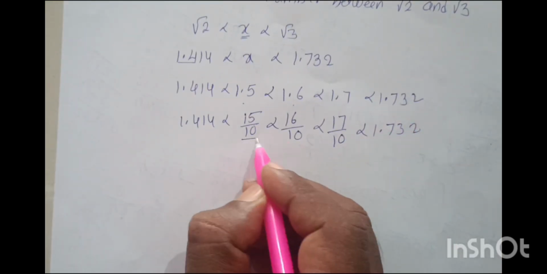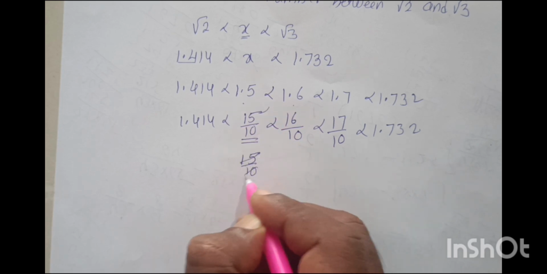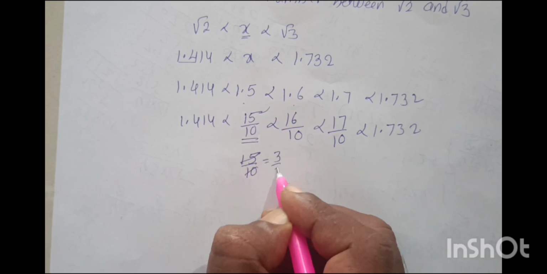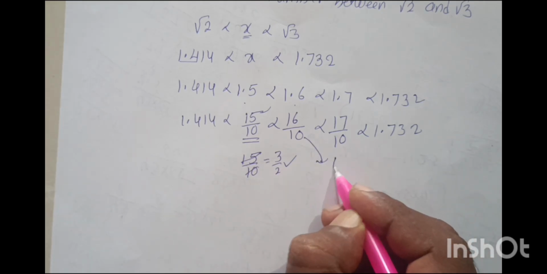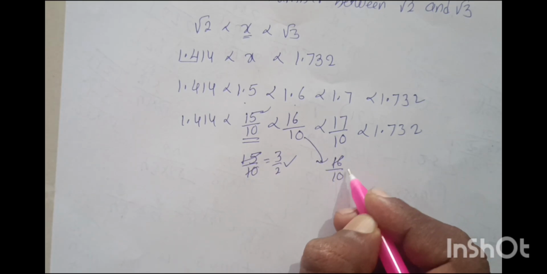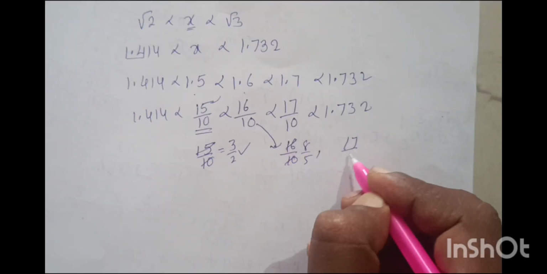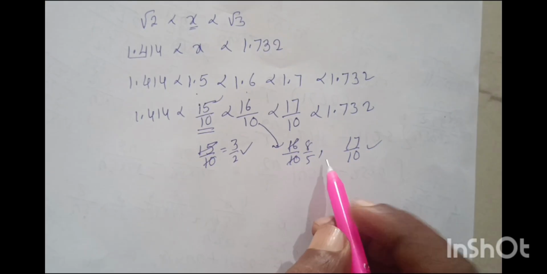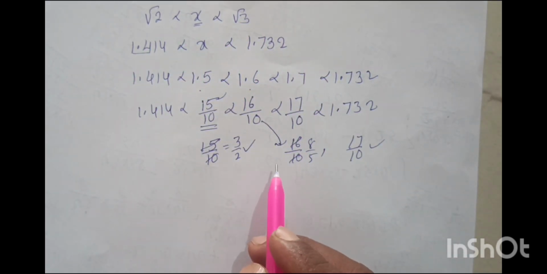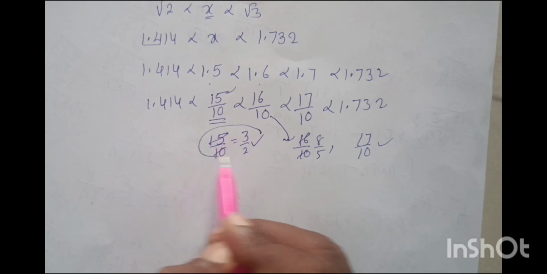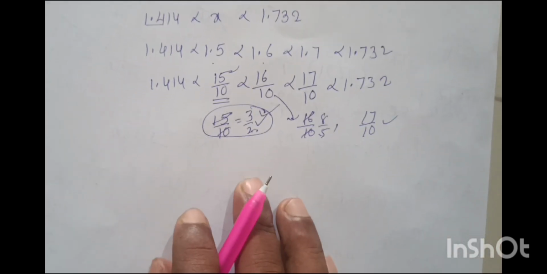We require only one rational number, therefore take 15/10. That means 3/2 is one rational number. Suppose we require another rational number, 16/10, that means 8/5. The next rational number is 17/10. So many rational numbers exist between √2 and √3, but we require only one rational number, that is 3/2, or 8/5, or any rational number.